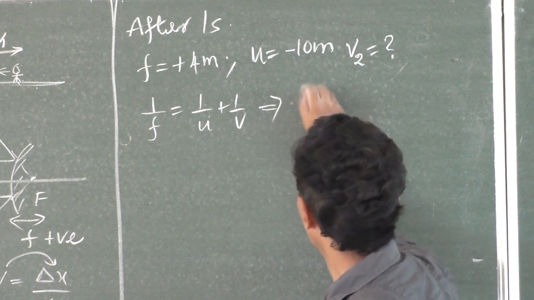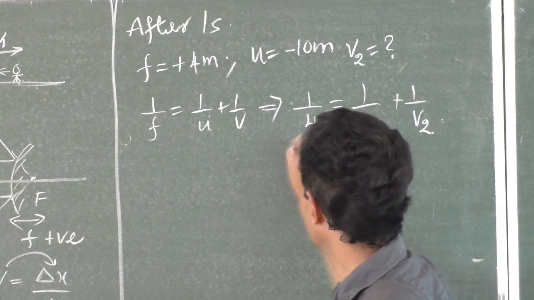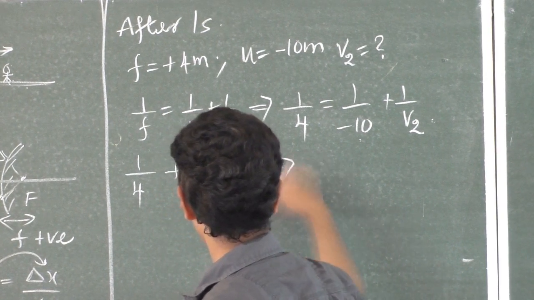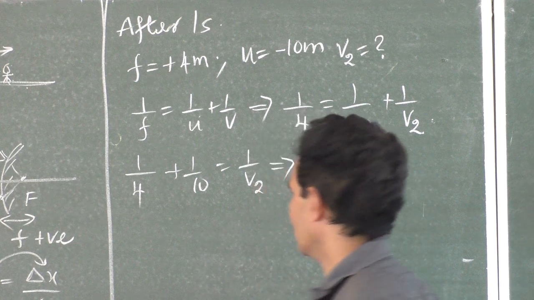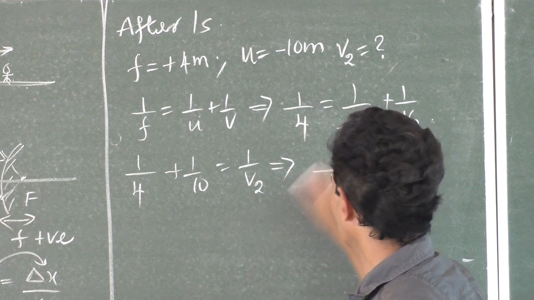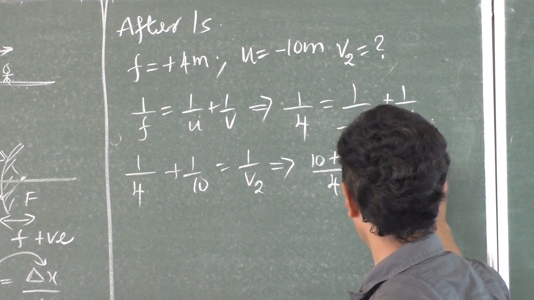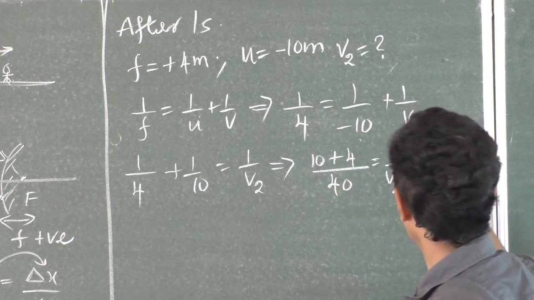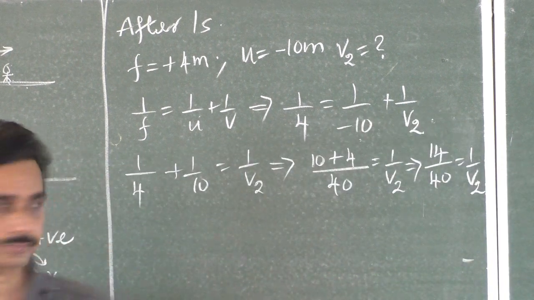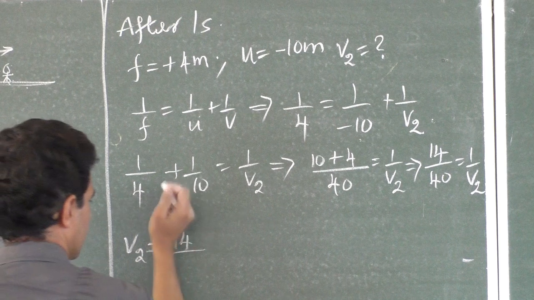Where are we now? 1 by 4 is equal to 1 by minus 10 plus 1 by v2. So we bring this here: 1 by 4 plus 1 by 10 is equal to 1 by v2. I will take the common denominator 40; you can take 20 also. With 40, this is 10 plus 4, that is 14 by 40, equal to 1 by v2. Then v2 is equal to 40 by 14.